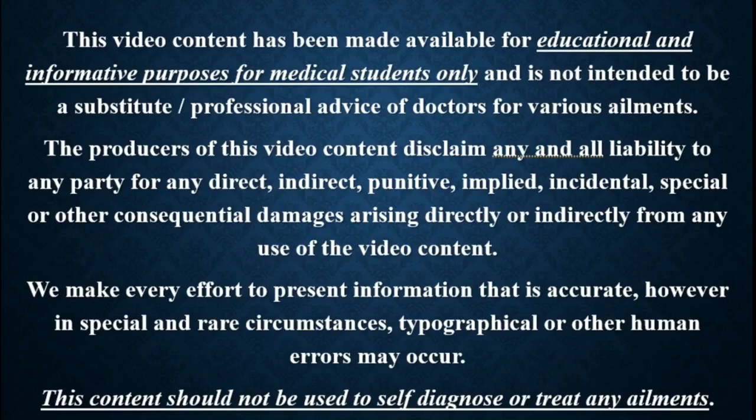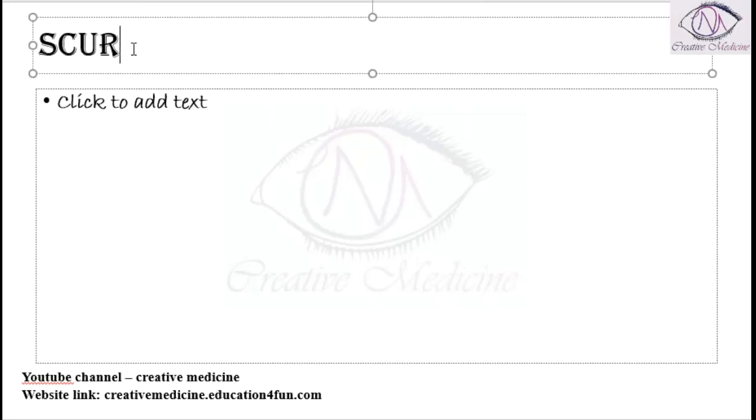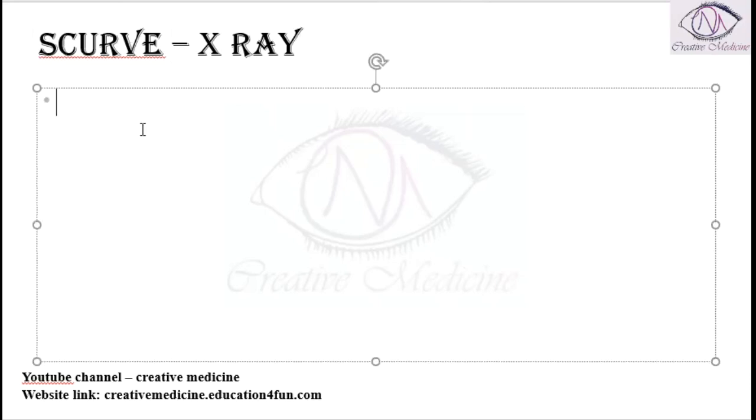In this lecture, we will learn about X-ray changes in scurvy. X-ray changes in scurvy are typically seen at the knees and the ankle. In X-ray, you can see presence of pencil-thin cortex. Trummerfeld zone is seen.